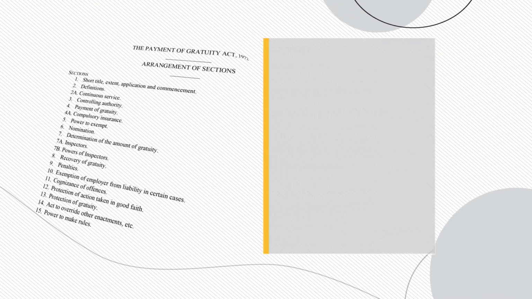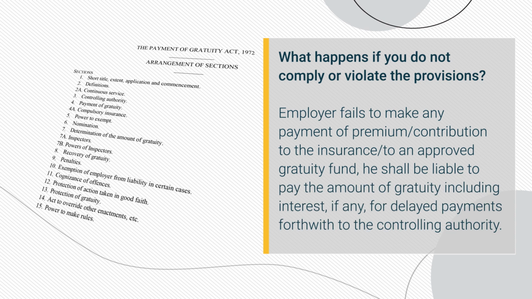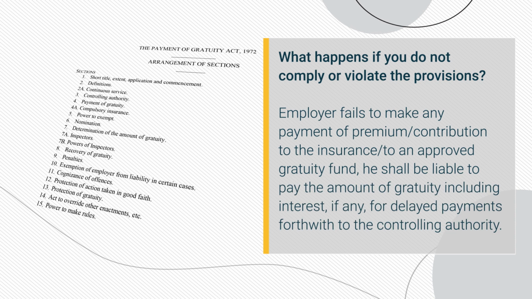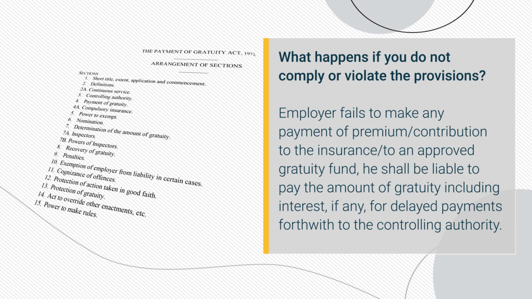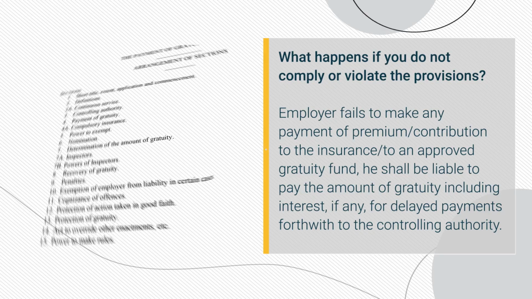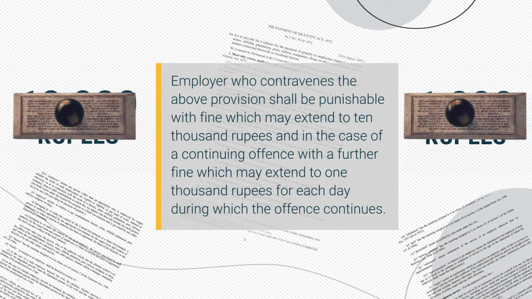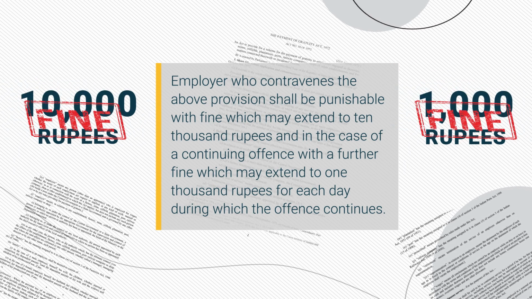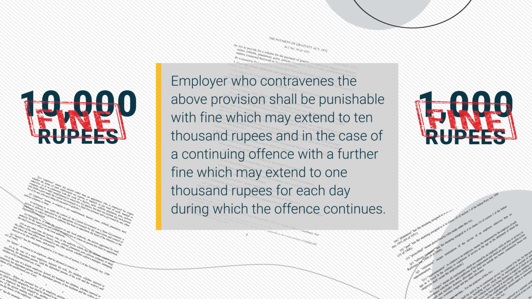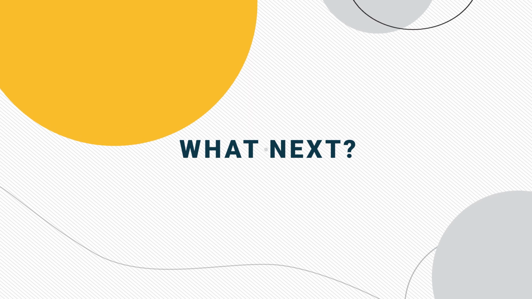What happens if you do not comply or violate the provisions? Where an employer fails to make any payment of premium or contribution to the insurance or to an approved gratuity fund, he shall be liable to pay the amount of gratuity including interest, if any, for delayed payments forthwith to the controlling authority. An employer who contravenes the above provision shall be punishable with a fine which may extend to 10,000 rupees, and in the case of a continuing offence, with a further fine which may extend to 1,000 rupees for each day during which the offence continues.